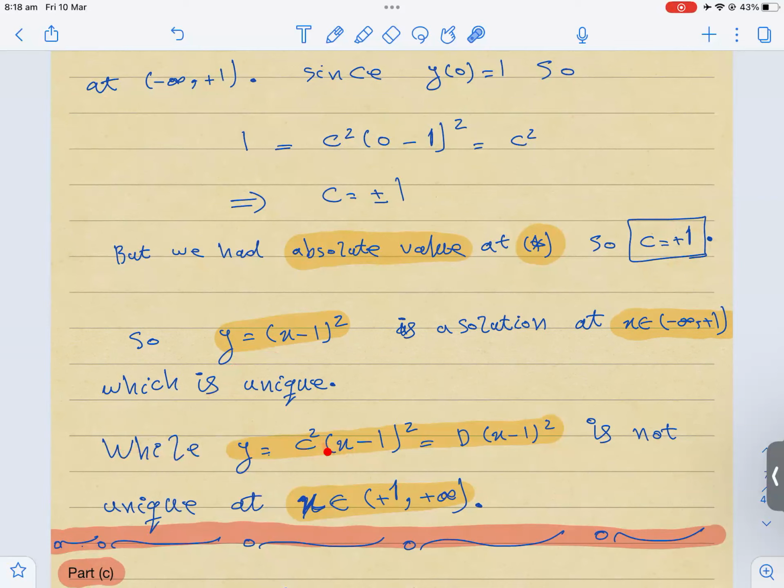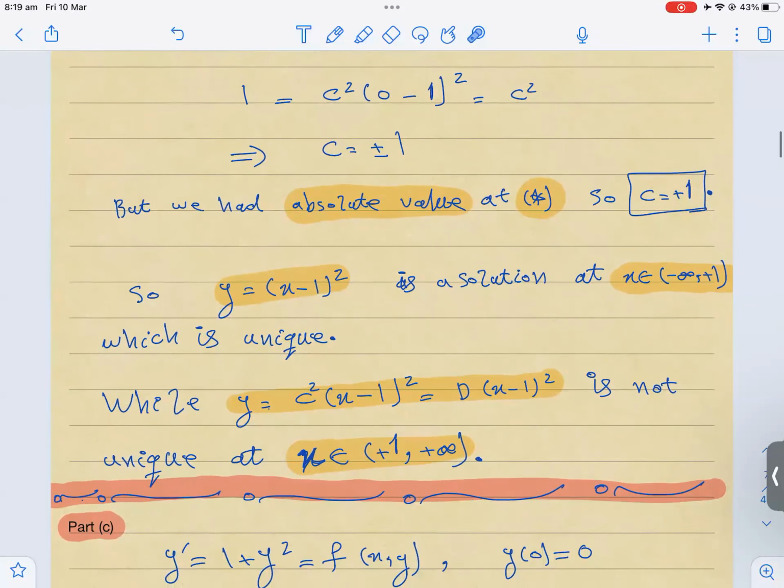While y equals c squared (x minus 1) squared, or this one, is not unique for x belonging to 1 to plus infinity, because I cannot determine what the constant d is, because I don't have an initial condition on this branch. Any question about this?